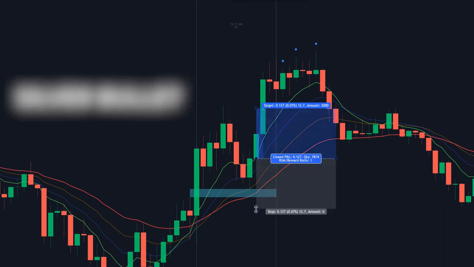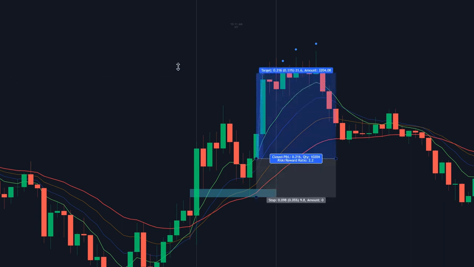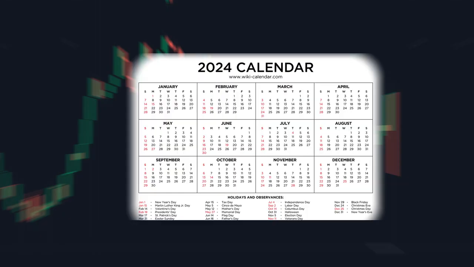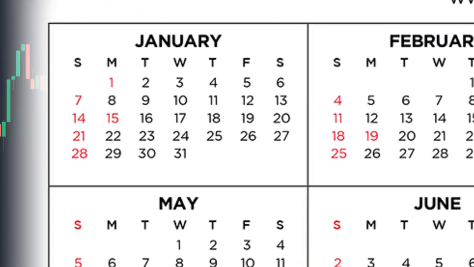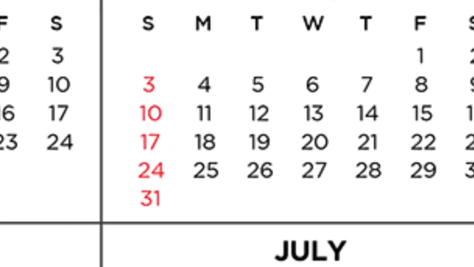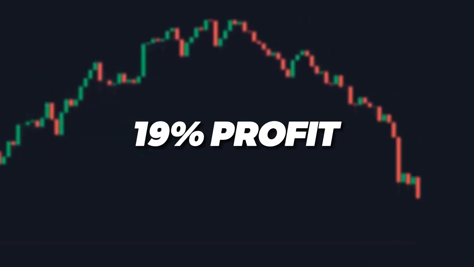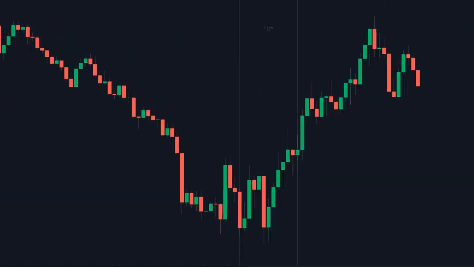This ICT silver bullet strategy would have made a total profit of 46% if you were to trade it from the beginning of January 2024 all the way to the 12th of March 2024. This is an average profit of about 19% every single month, which is pretty fantastic.